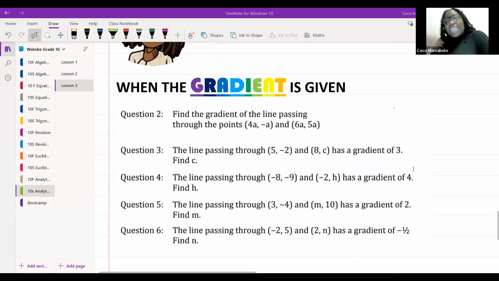All right, if they give us the gradient, what then can we do? All right, we're going to skip question 2 for now. We're not going to answer question 2. Let's look at question 3 really quickly.